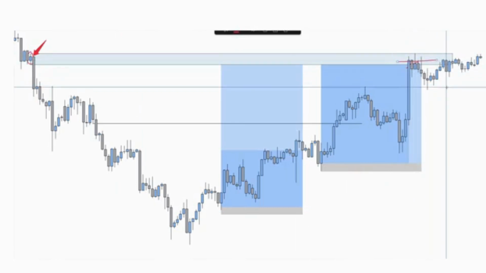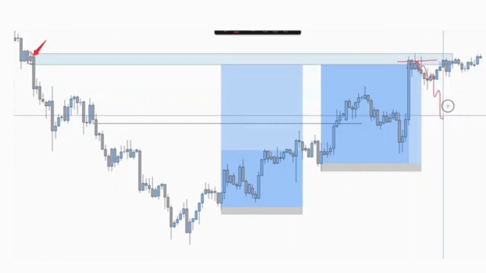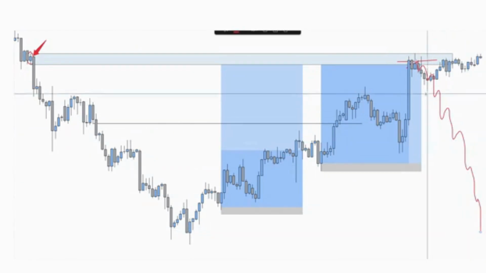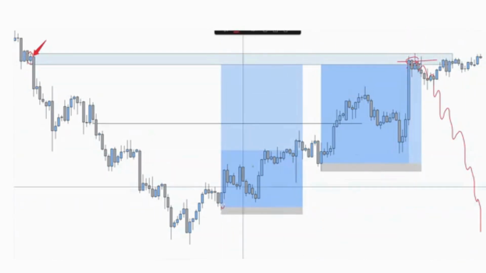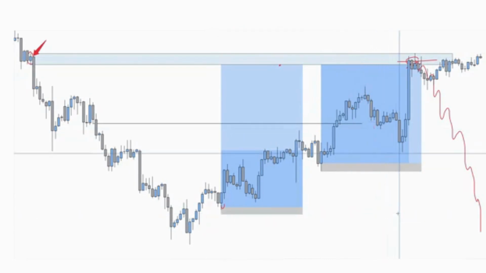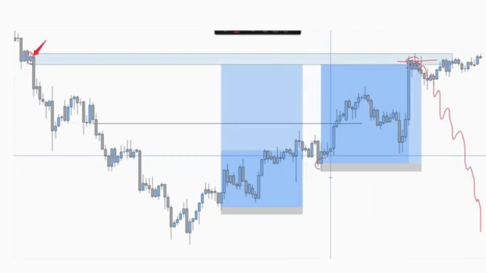So by taking profits at the supply zone, you're basically setting yourself up to win, even if the supply zone creates a large reversal in the market, because you got in here, you got out here, and now if the supply zone reacts, it doesn't matter to you because you're already out of the position.